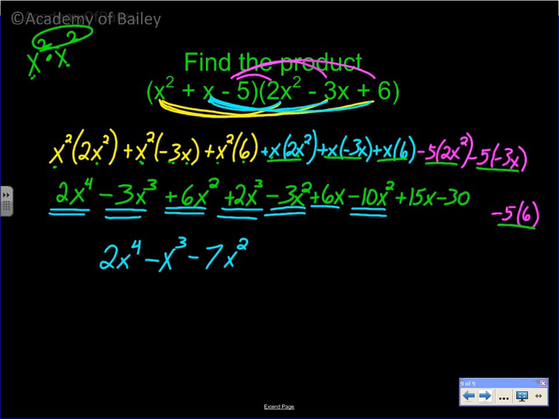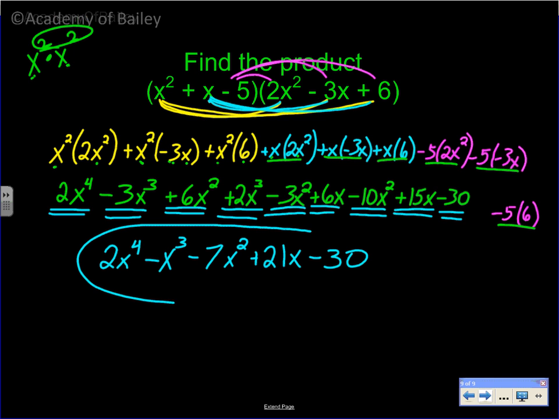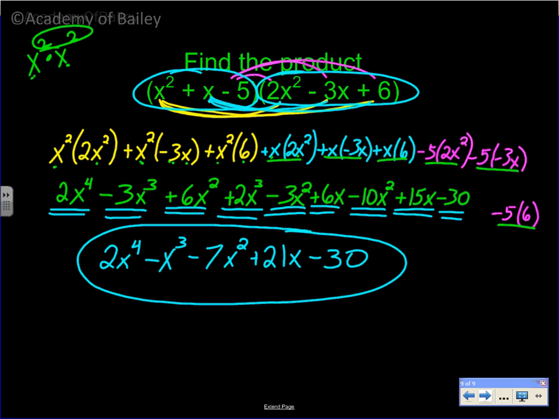Now we have 6x and 15x. They add together to make 21x. And negative 30 out here on the end. So you've taken that trinomial that we've started with and you multiplied it by the second trinomial to get this simplified version.